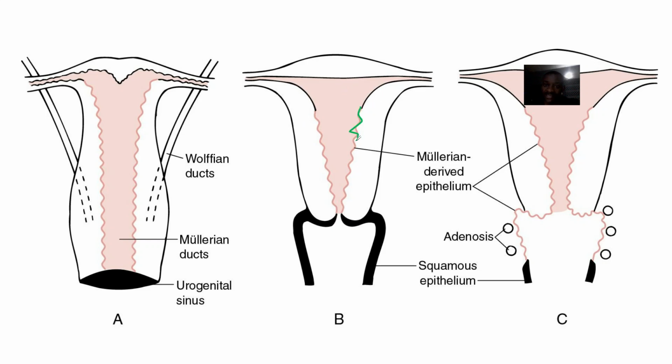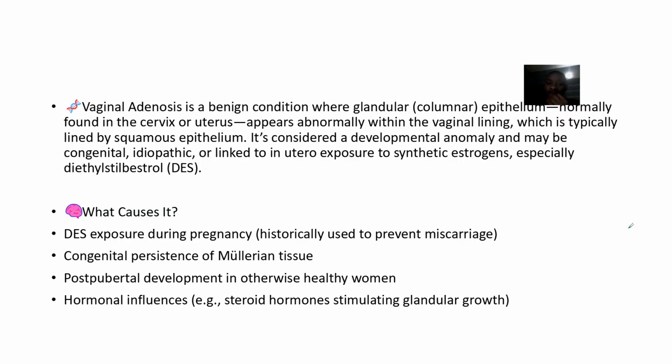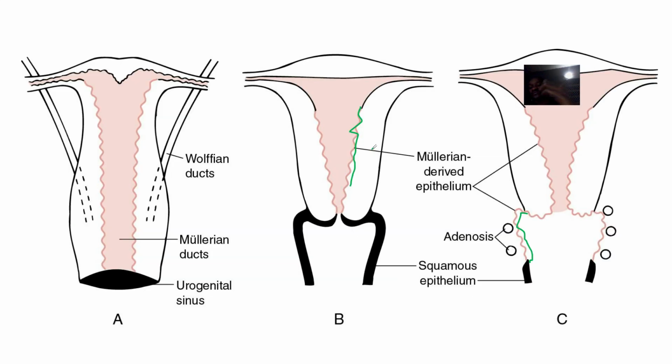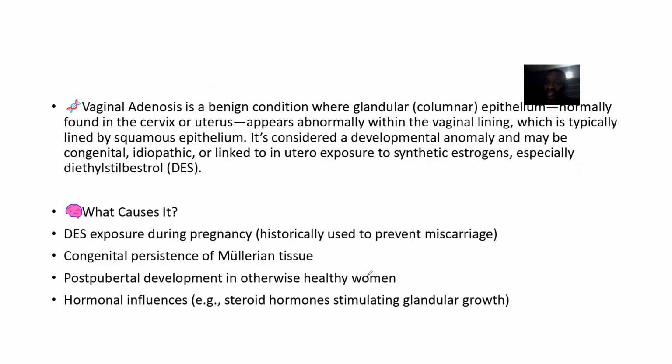So this epithelium that is zigzag, that is usually in the uterus, you're not supposed to have the zigzag epithelium in the vagina. You understand? So the right thing, okay, in the wrong place. All right. So it appears abnormally within the vaginal lining, which is typically lined by squamous epithelium. So what is supposed to be in the vagina is just smooth. All right, the zigzag, I'm just trying to break it down. It's supposed to be in the uterus.